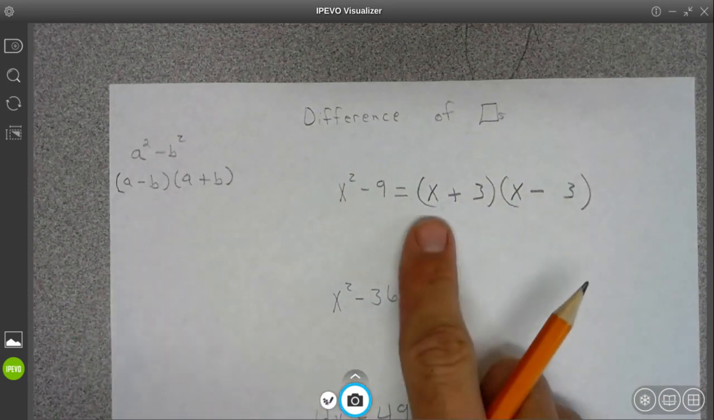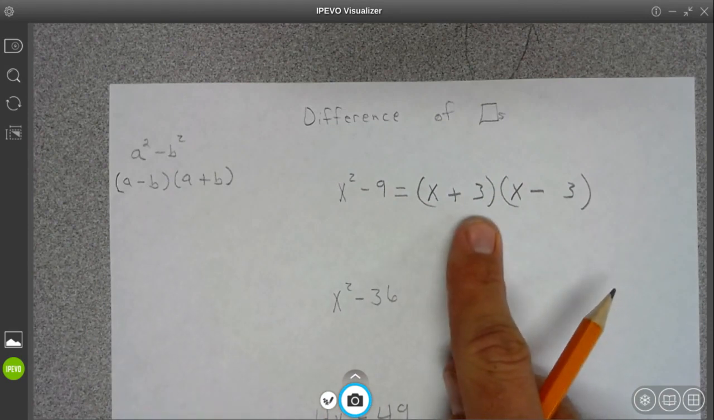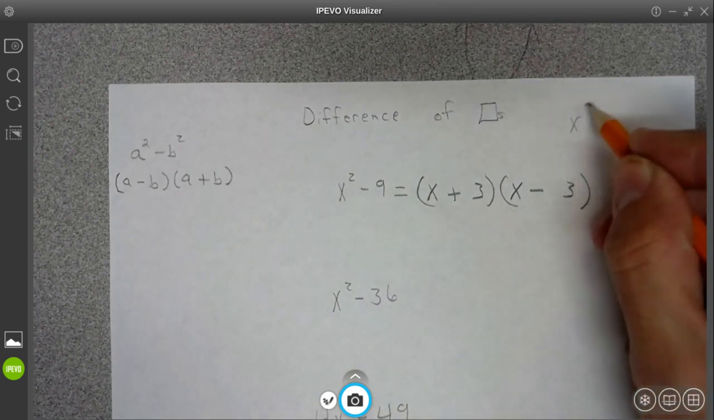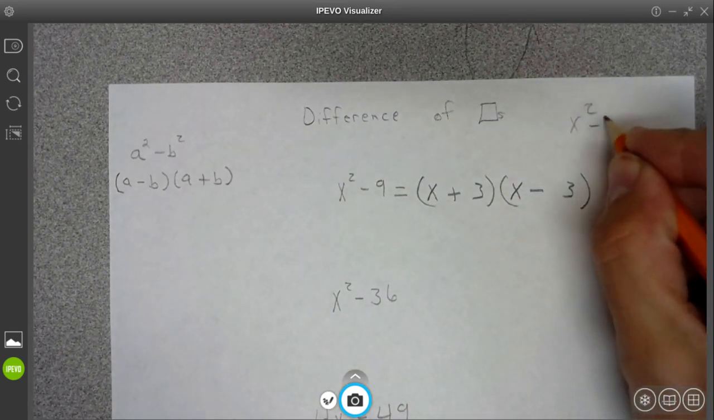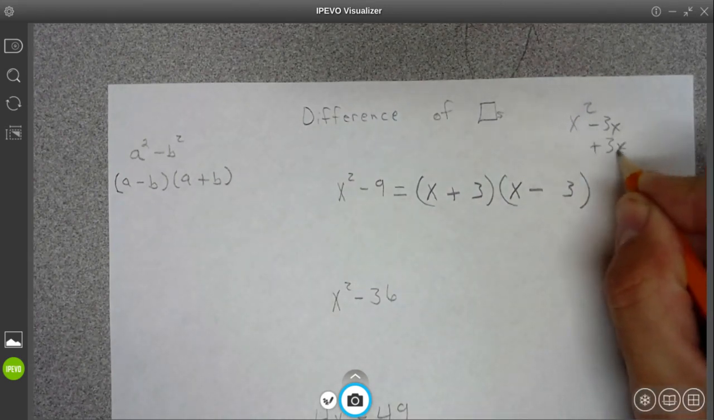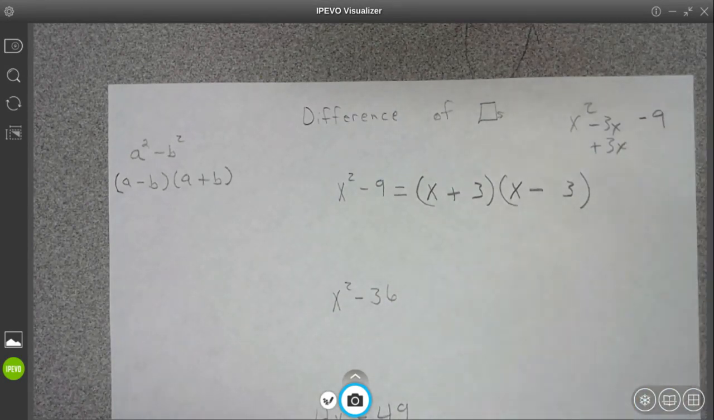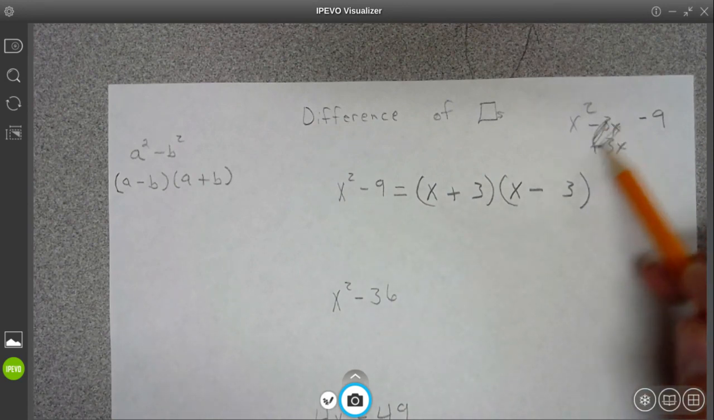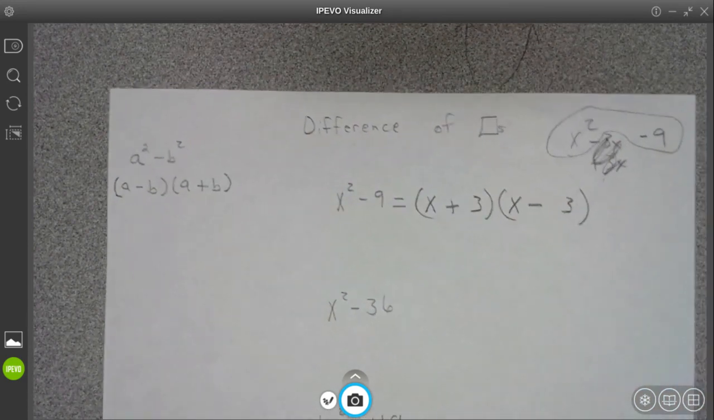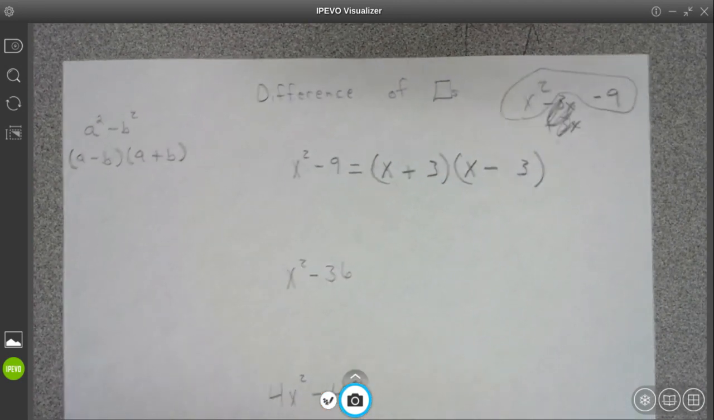So the x was like our a, and the 3 was like our b. If you were to multiply this out, x times x would give you x squared. x times negative 3 would give you negative 3x. And then positive 3 times x would give you positive 3x. And then 3 times negative 3 would give you the negative 9. But these two will just cancel with each other because one's positive, one's negative. So that's why this works. You have to think of the square root of these pieces is what you're doing.